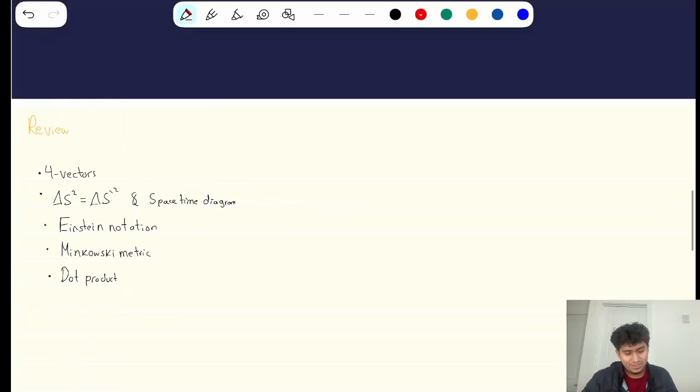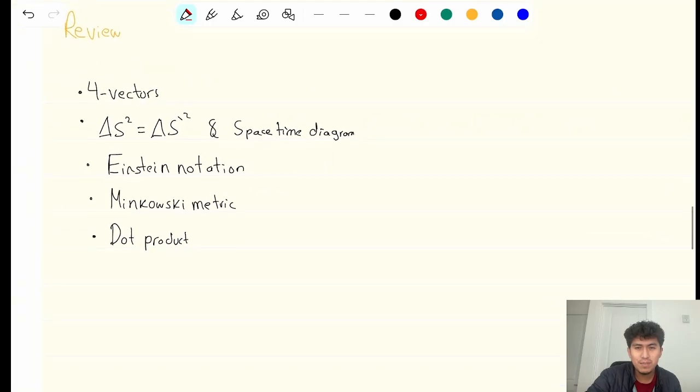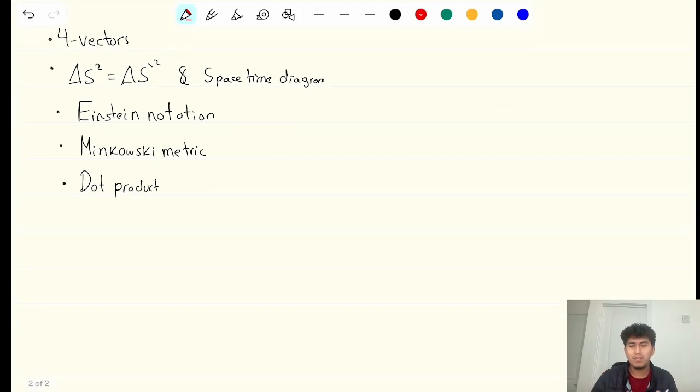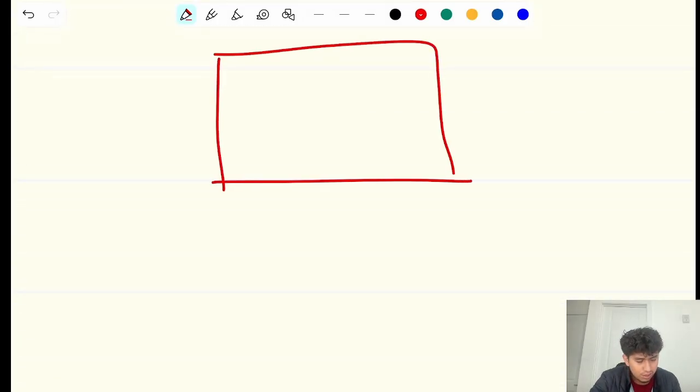Okay, so I want to review a couple of things. In order to review this, let me do a very intuitive example. This is gonna clarify all the physical intuition for special relativity, like why time dilation happens, why space contraction, that kind of stuff. So first, let me draw a car.